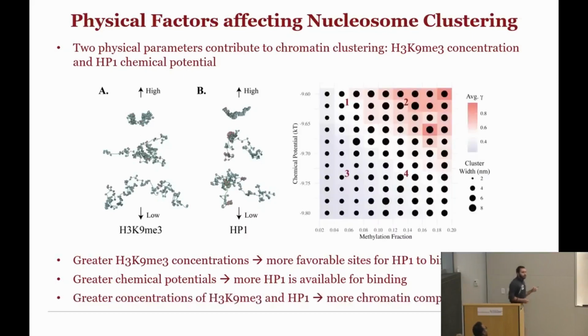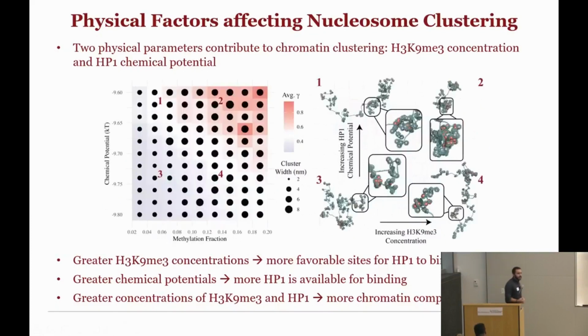So we can vary these 2 parameters simultaneously to evaluate how changes in our H3K9Me3 concentration and in our HP1 concentration affect chromatin structure. And we see that as we increase the amount of H3K9Me3, or we increase the amount of HP1, we get larger, more compact clusters.